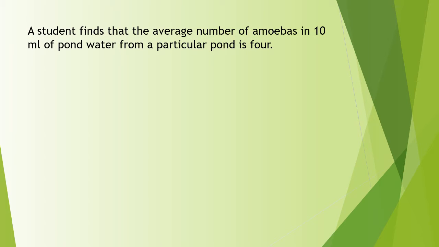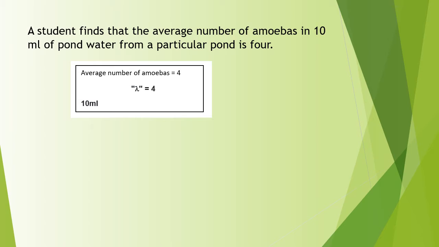A student finds that the average number of amoebas in 10 milliliters of pond water from a particular pond is 4. Let me summarize the information. Average number of amoebas equals 4. I can call it lambda. So lambda is equal to 4. And the sample size here is 10 milliliters.